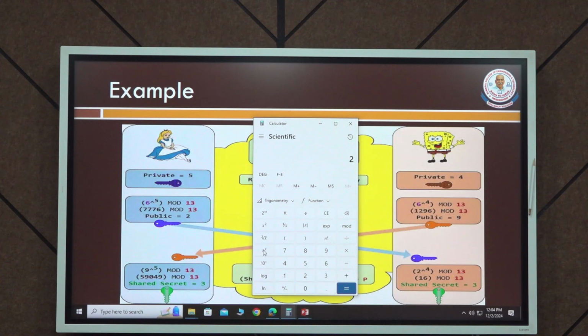And on the user B side, 2 power 4, we know this value directly, 16. So 16 divided by 13, 0.2307 into 13, the answer is 2.99, which is 3. So we can share the secret key value without exchanging it through a secured or insecure channel. We calculate the key value at both user sides and we get the same value.